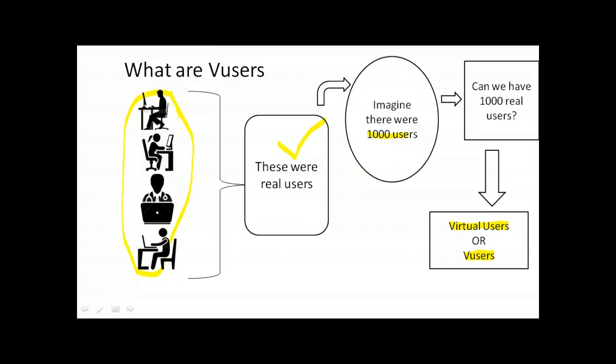If the real user can log into the Gmail application, the virtual user can log into the email application as well. If the real user can compose a mail, the virtual user can compose a mail. The real user can delete the mail, the virtual user can delete the mail. Everything the real user can do, the virtual user can do as well.